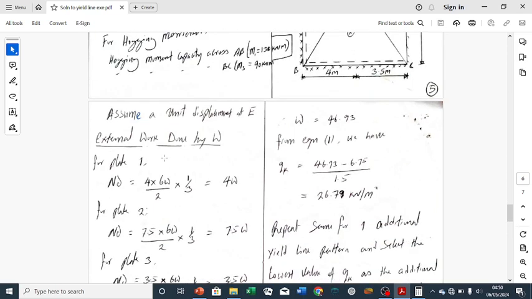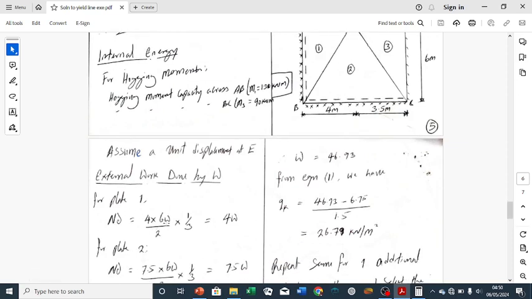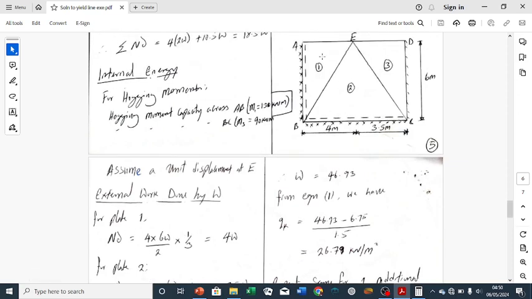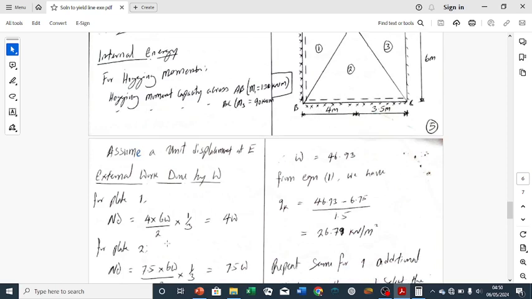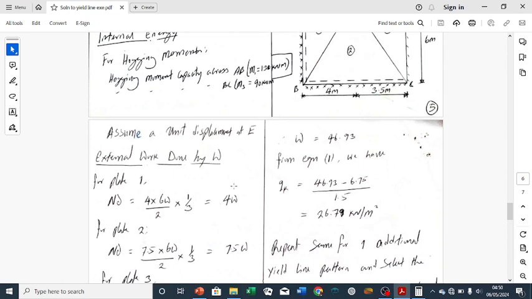So we go ahead for plate 1. Our N delta is the area of this triangle multiplied by W, which is a UDL, multiplied by delta. And the area of a triangle, as usual, is half base times height. So we have 4 times 6 over 2. This is W, the UDL. And then we have our delta, because it is a triangle, as 1 over 3. And that gives us 4W.